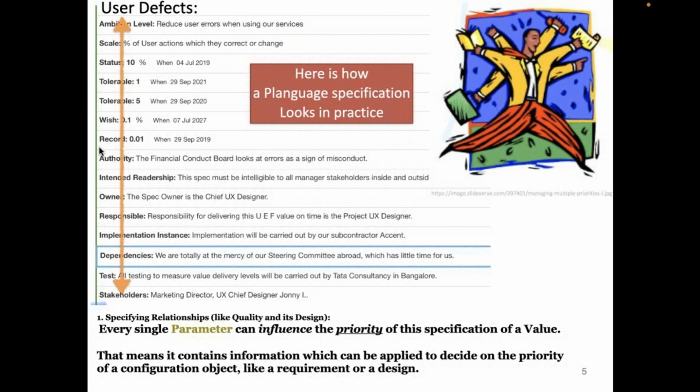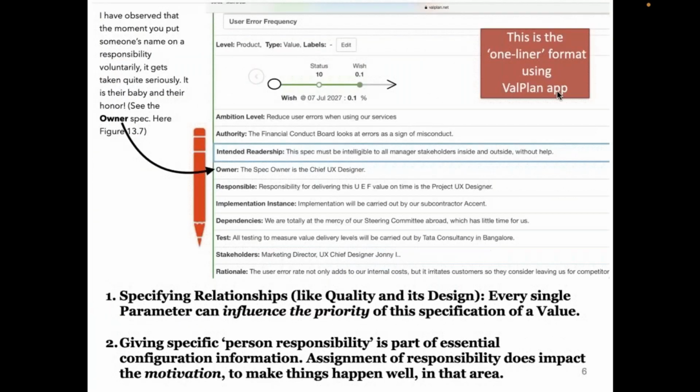Here's another view of the same thing, but in this case we're using ValPlan, an app which simply is based on the Competitive Engineering book and the language, and it gives digital automation. Essentially the same thing.